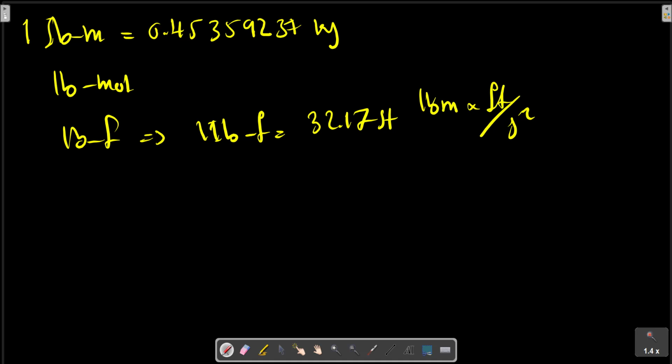Anyway, we will encounter these units frequently in this chapter. The next discussion in this chapter is energy.